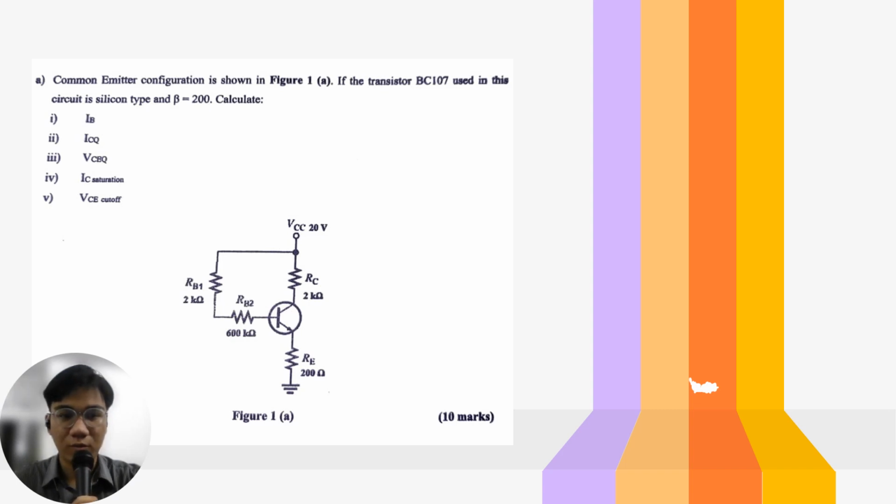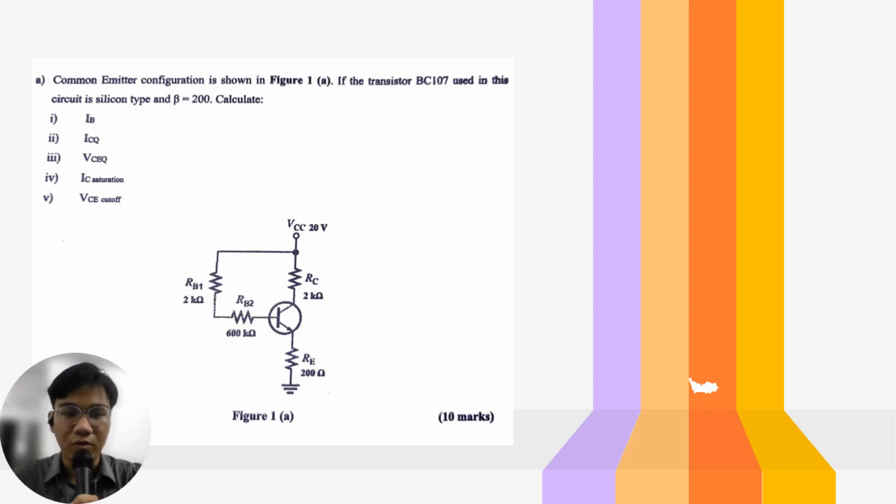For question 2, I decided to choose question A. So the question is, common emitter configuration is shown in figure 1a. If the transistor BC107 used in this circuit is silicon type and beta is equal to 200, calculate the value of IB, ICQ, VCEQ, IC saturation, and VCE cutoff.